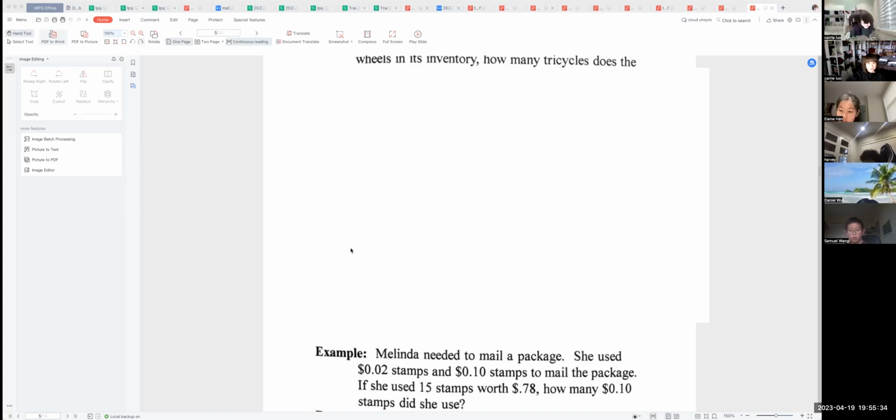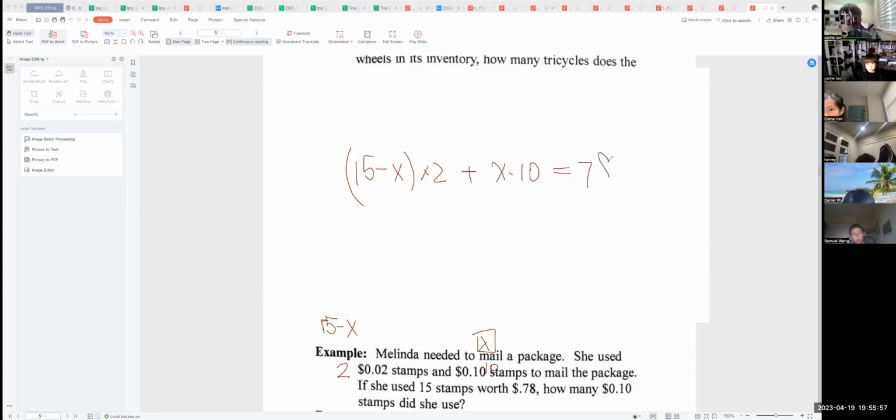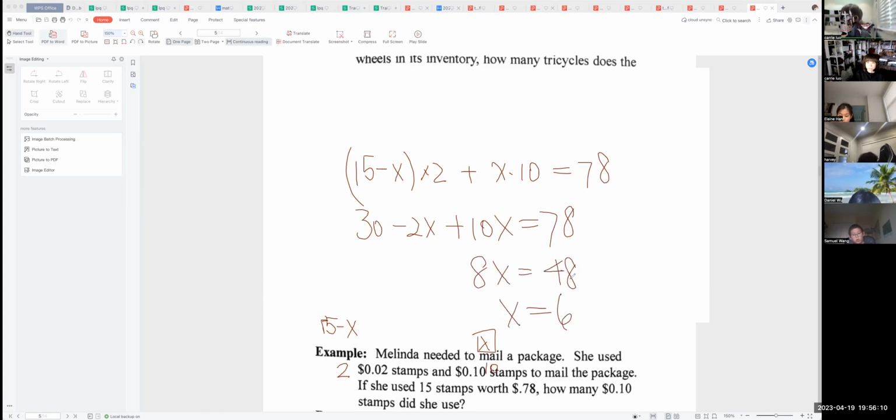Okay. So I'm going to use the 2 cents, so just to make it 2 and 10 stamps. So 15 stamps. I want to know the 10. So this is X value. This one is 15 minus X. So 15 minus X times 2 plus X times 10 equals 78, right? I just make the whole number easier for me to calculate. So 2x plus 10x equals 78. So 8x equals 48. So x equals 6.